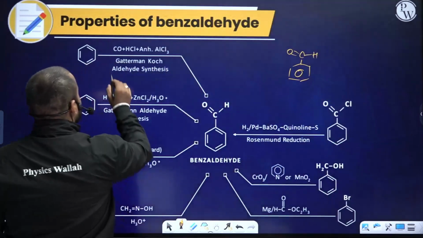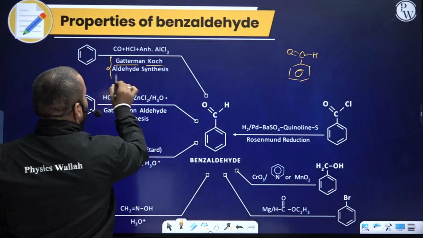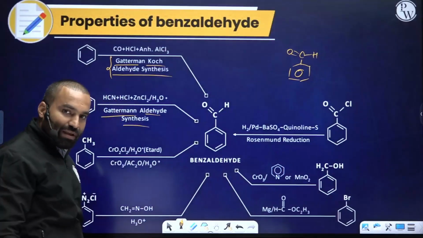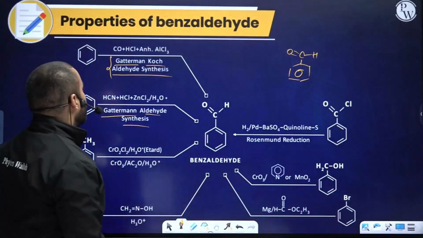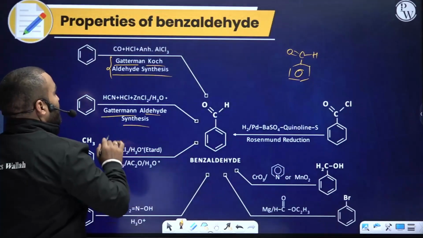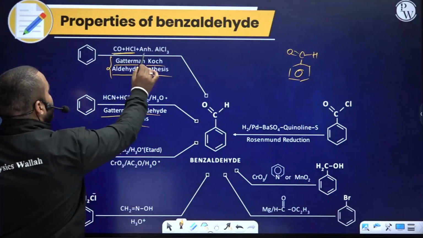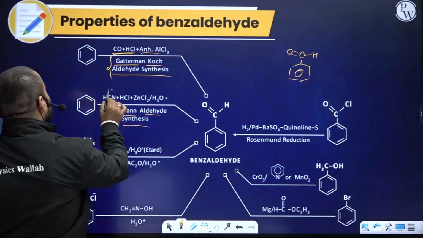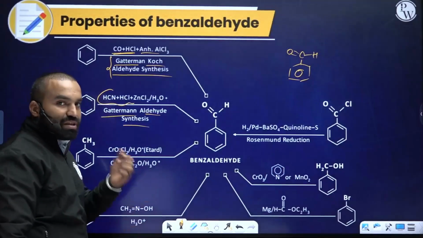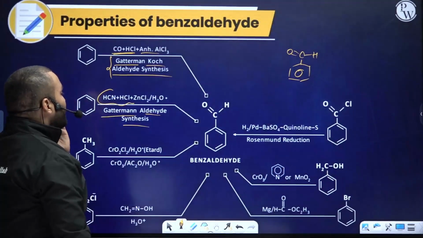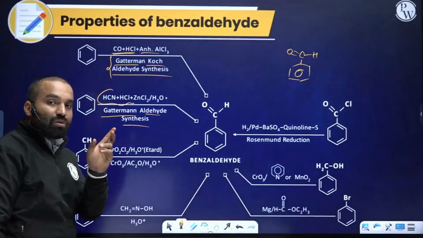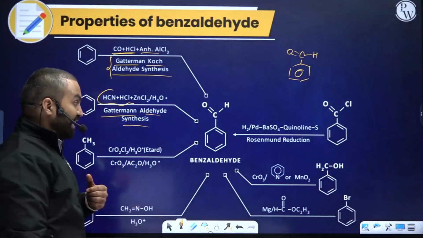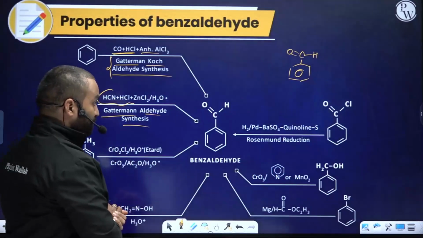So there is a very famous name reaction, Gattermann-Koch aldehyde synthesis. There is another reaction, Gattermann aldehyde synthesis. Remember, these sets of reagents are different. When you bring in carbon monoxide and HCl in the presence of anhydrous AlCl3, it is known as the Gattermann-Koch reaction. But when you bring HCN and then treat it with HCl or ZnCl2, this becomes Gattermann aldehyde synthesis. There is another reaction called Gattermann reaction, which you study in the haloarene chapter, along with the Sandmeyer reaction. So don't get confused with those reactions. This we have already discussed.